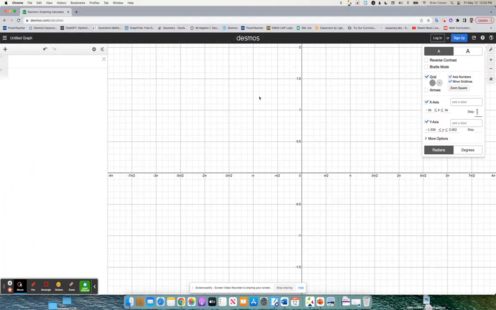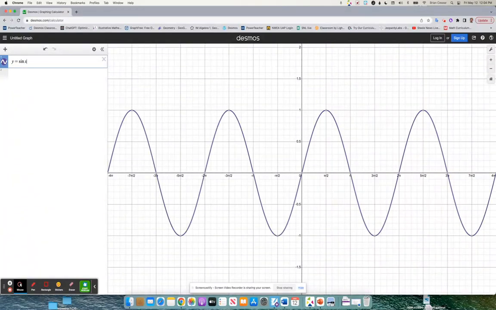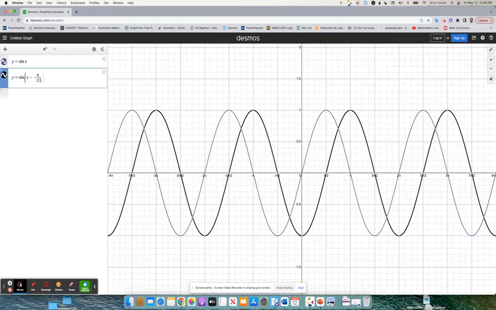And I'm going to start out with y equals sine of x. So sine of x, the difference is it starts at 0, it doesn't start at 1. And let's do some translation. So y equals sine of x minus pi over 2. So what happens, it moves left pi over 2. You can see there, I'm sorry, it moves right pi over 2.